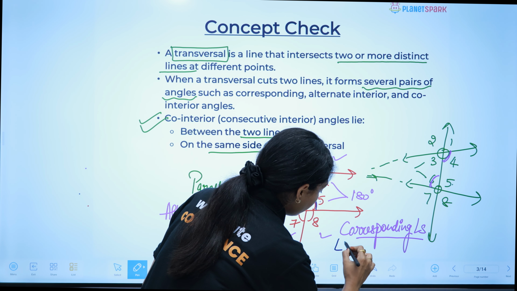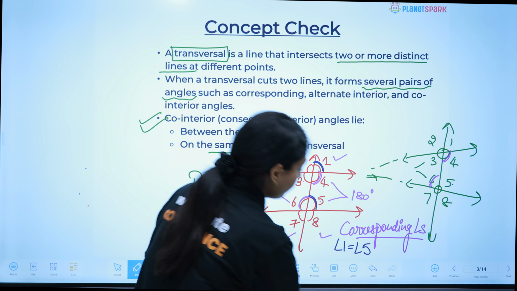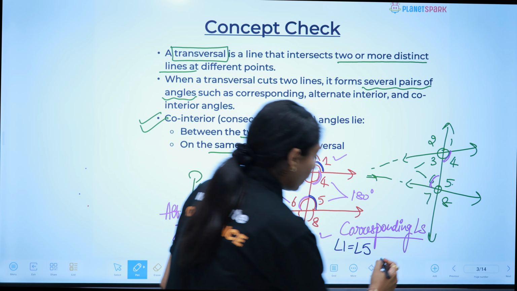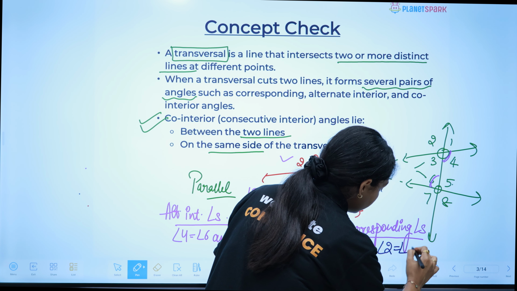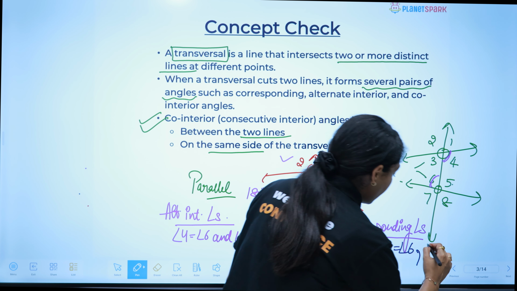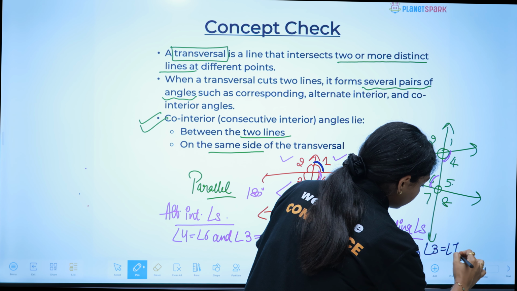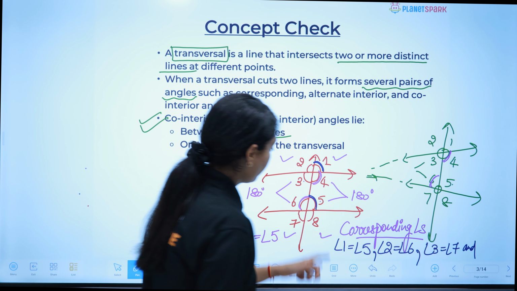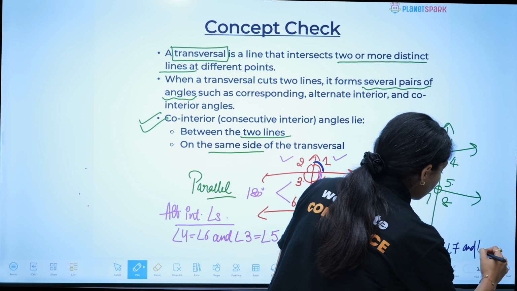So angle 1 is equal to angle 5. Then angle 2 is equal to angle 6. Okay. Then angle 3 is equal to angle 7. And lastly, angle 4 is equal to angle 8.